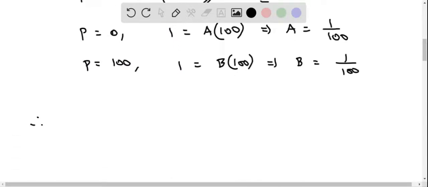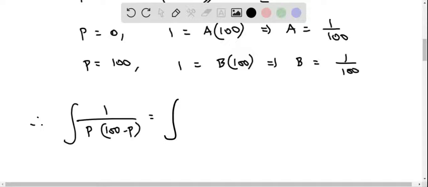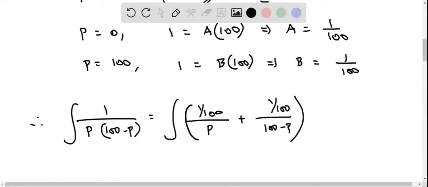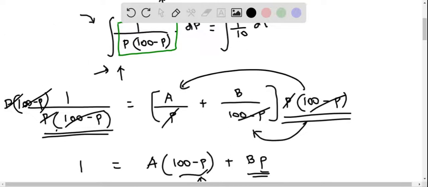So basically we have the equation: integral of 1 over p times (100 minus p) equals the integral of A over p, A is 1 by 100, and this is over p, plus B over 100 minus p. But since B is 100, we can replace it with 1 over 100 divided by 100 minus p. So this is what we have on the left side of the differential equation after we have separated the variables.